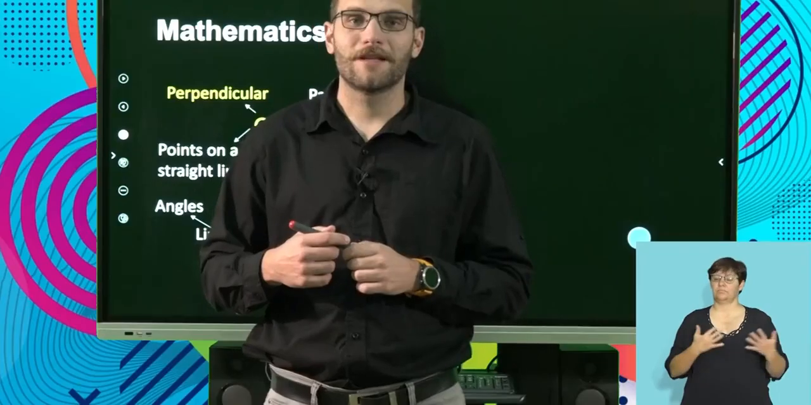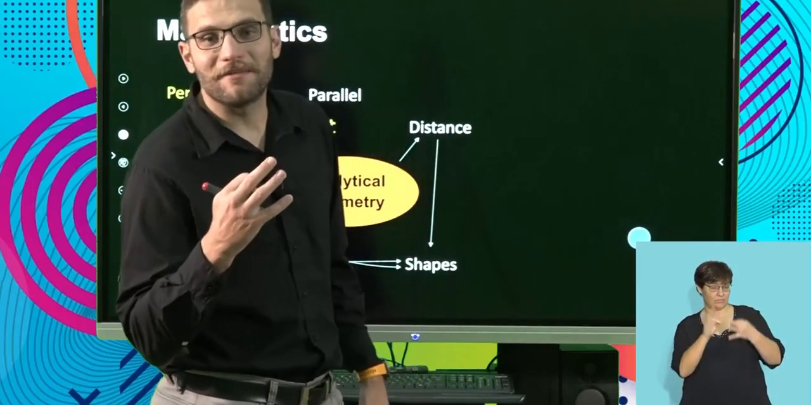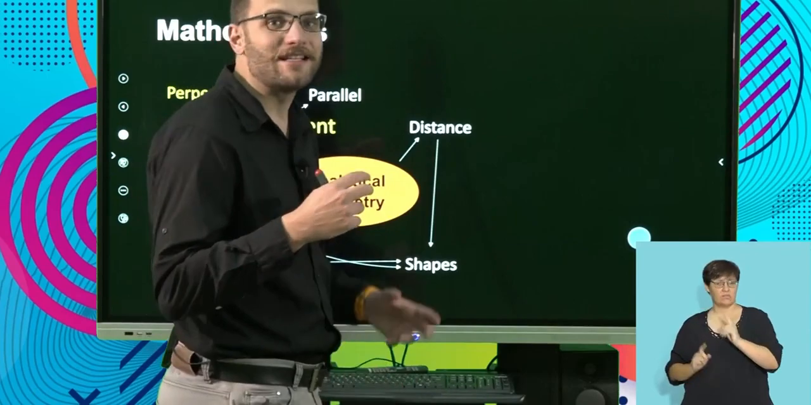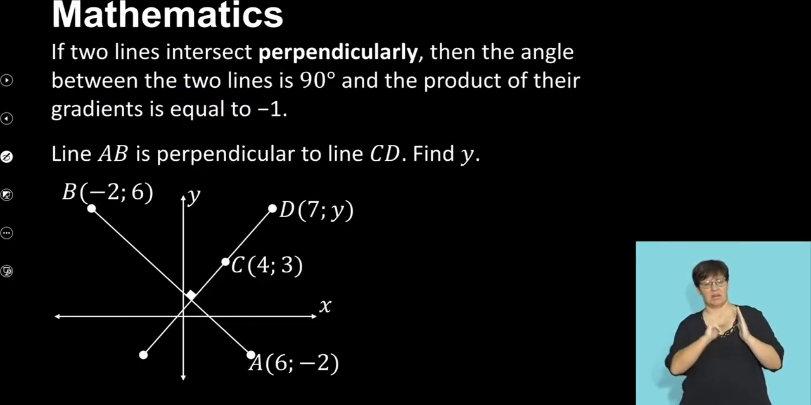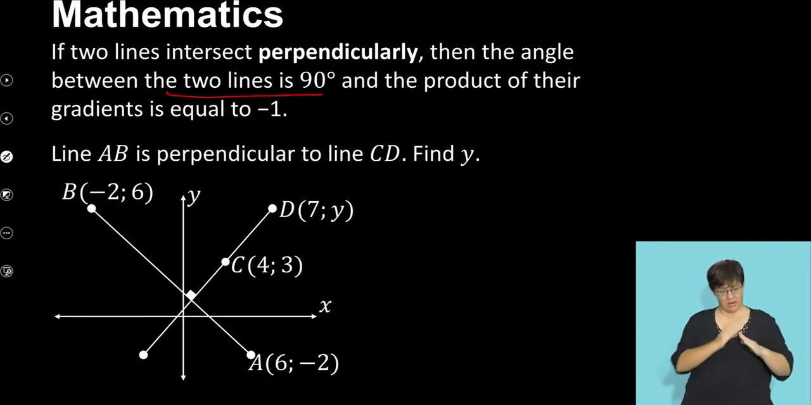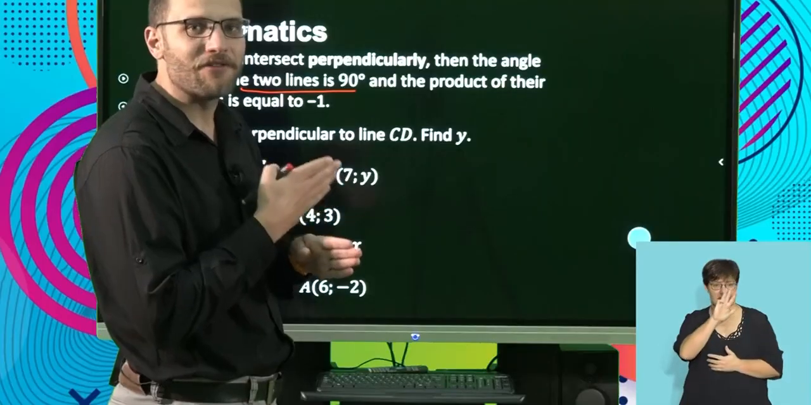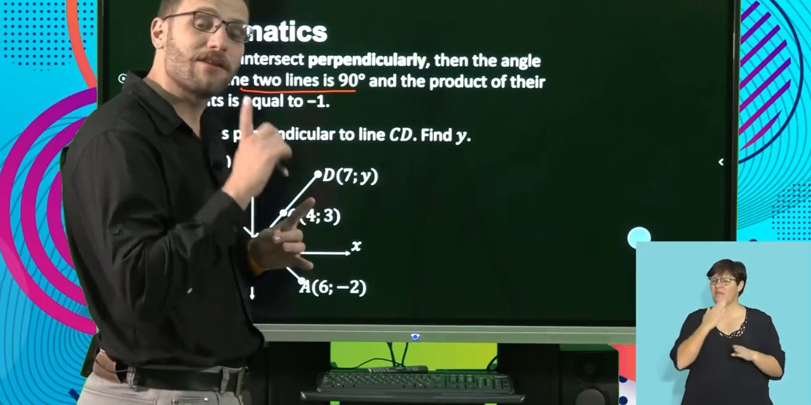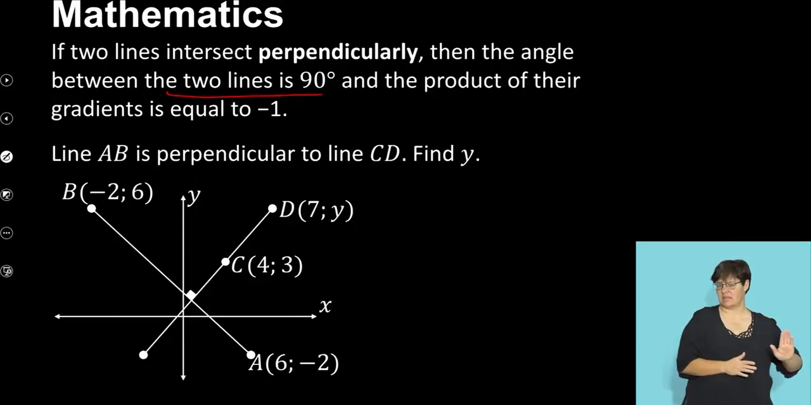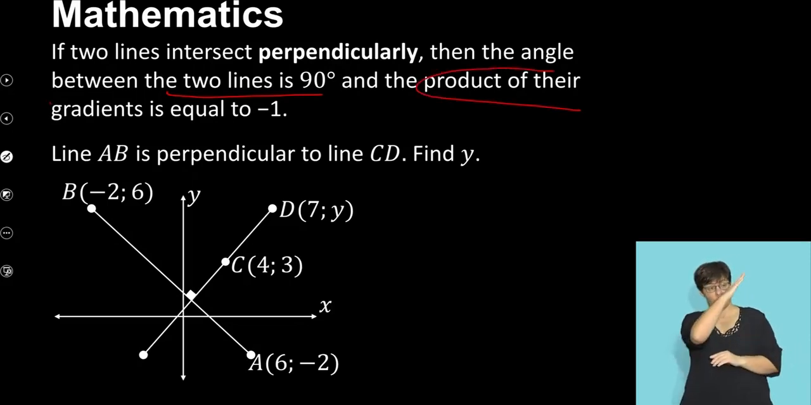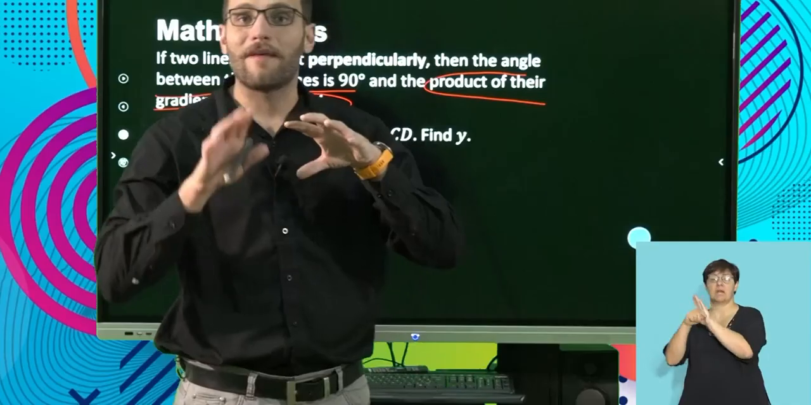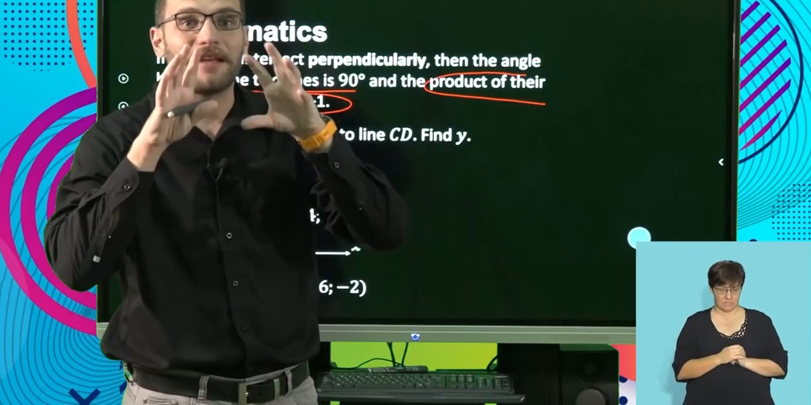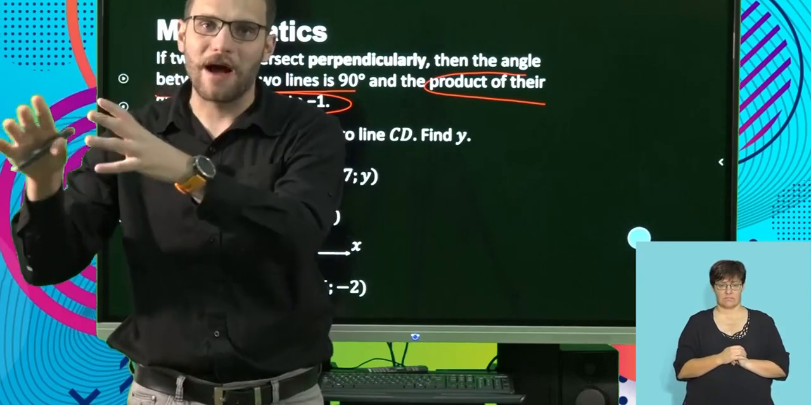So the third aspect that we're going to be talking about with regards to gradient is perpendicular lines. Now, perpendicular lines, we know, are two lines that intersect at 90 degrees. They intersect at right angles. But what we discussed in functions and what's important is that the product of their gradients is equal to -1. So if I take the gradient of the first one and multiply it by the second one, I'm going to get an answer of -1.